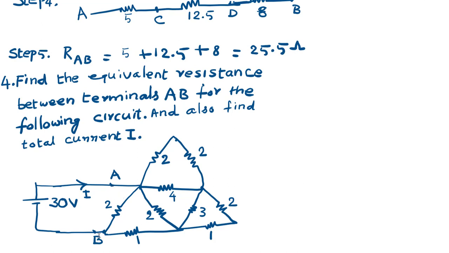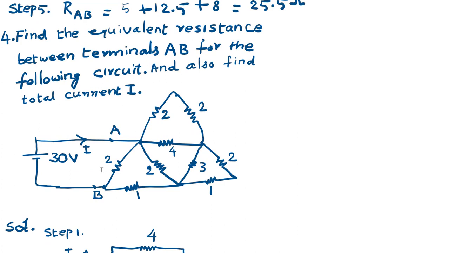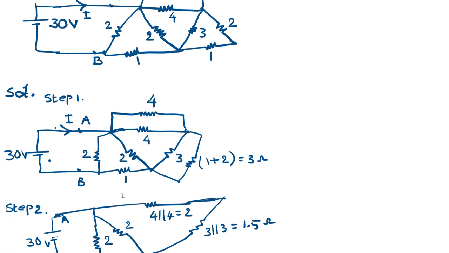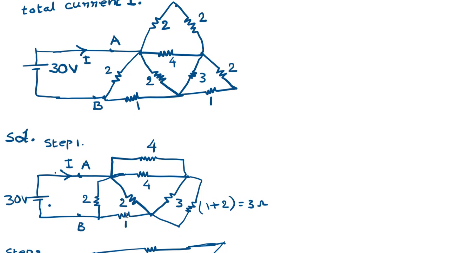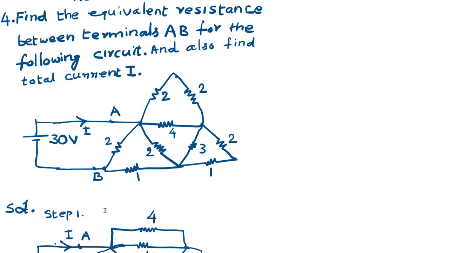This is A terminal, this is B terminal, and this is the supply 30 volts. So the current coming from the 30 volts is given as I. So that we have to find out, and similarly the equivalent resistance between A and B. So step 1 is, simplify the circuit and redraw the circuit.